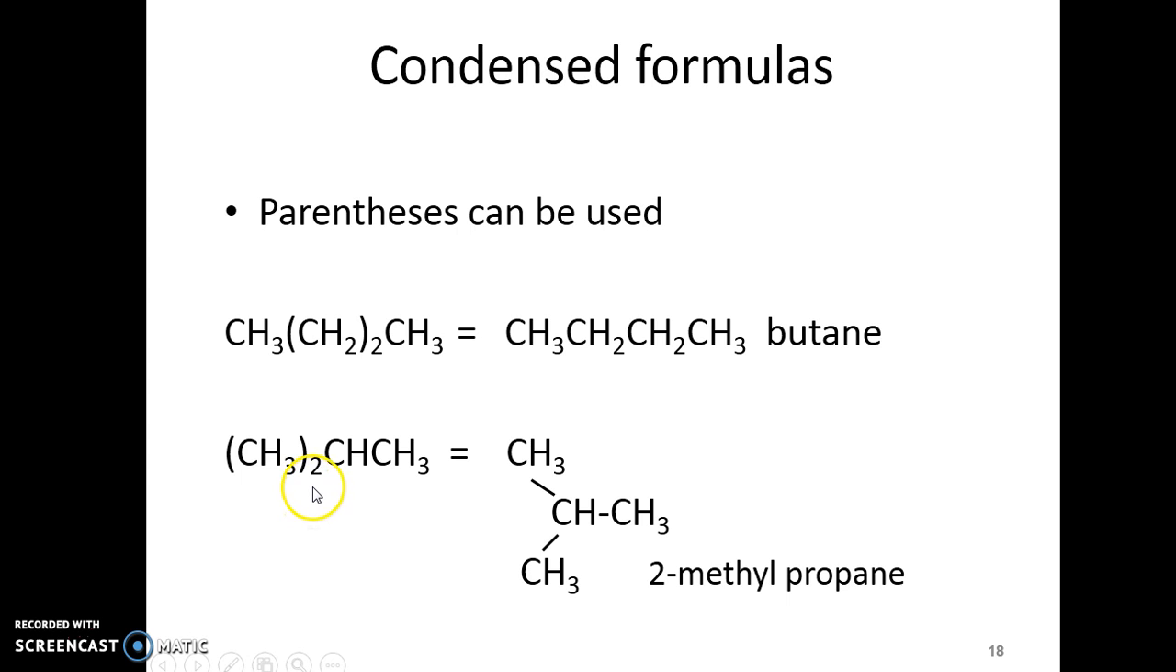If I have it on the end of a molecule, then the parentheses, and you see this is what we call a methyl group. So this CH3 inside the parentheses, there's 2 of them attached to this carbon. And so there you can see that.